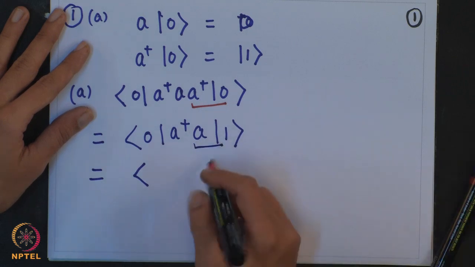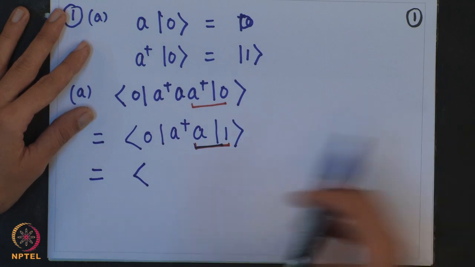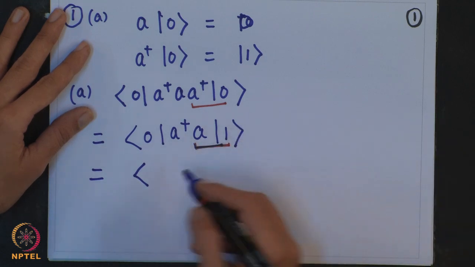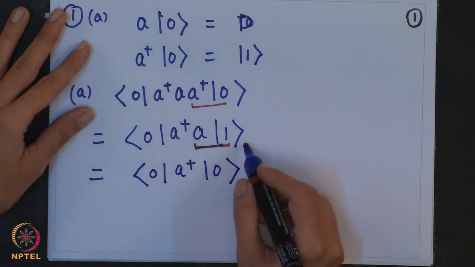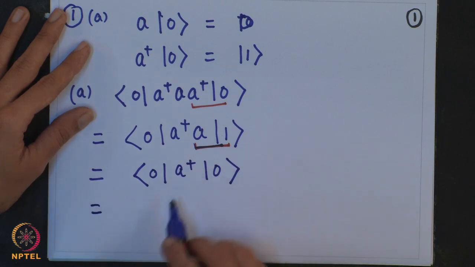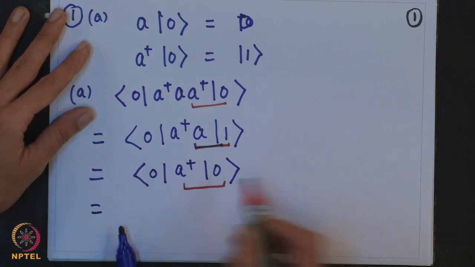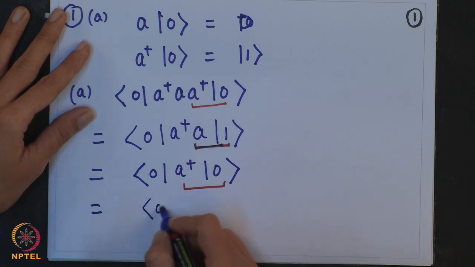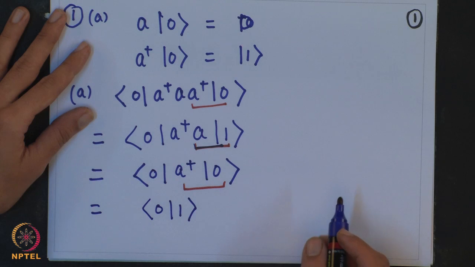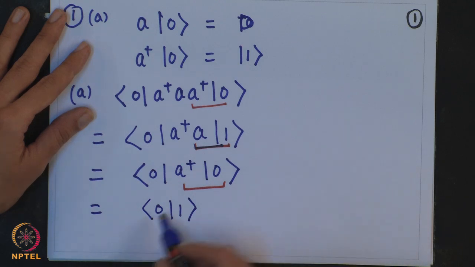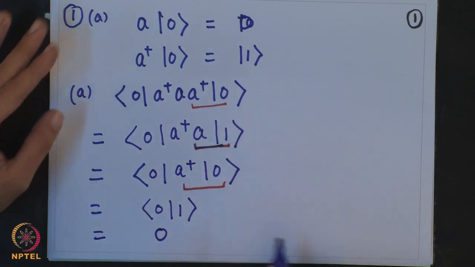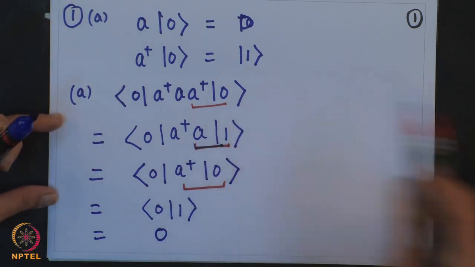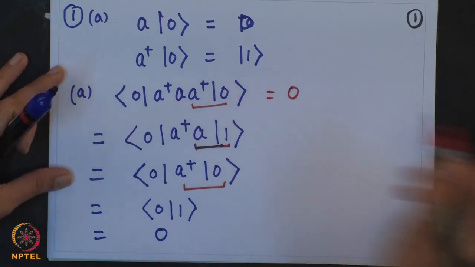Now I will operate A on 1. It will lower the state, and it will go back to 0. You are going down the ladder. Then when you operate A dagger on 0, you will obtain state 1, going up. Now, these states are orthogonal. So, you obtain the overlap of state 0 and state 1, which is 0. So, in the first problem you obtain a value equal to 0.